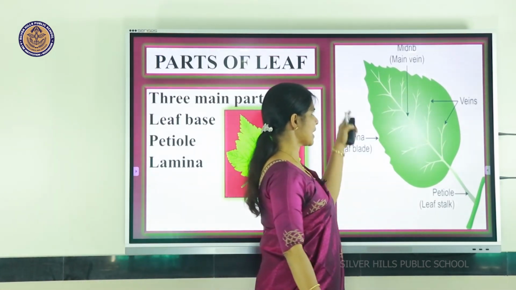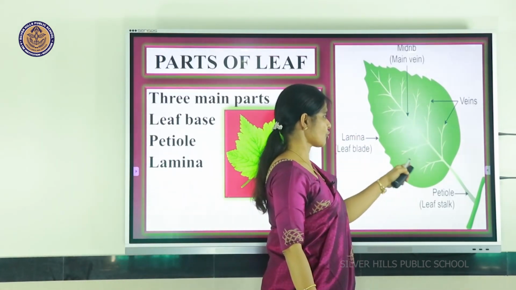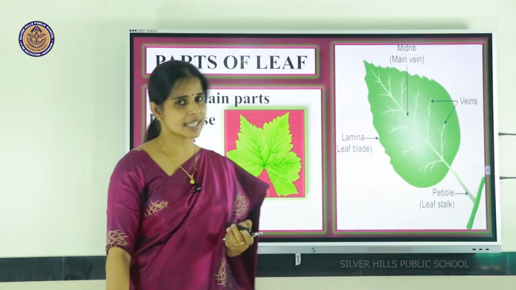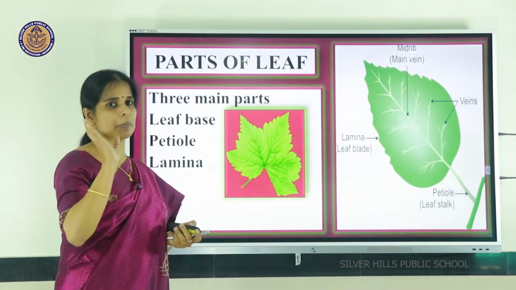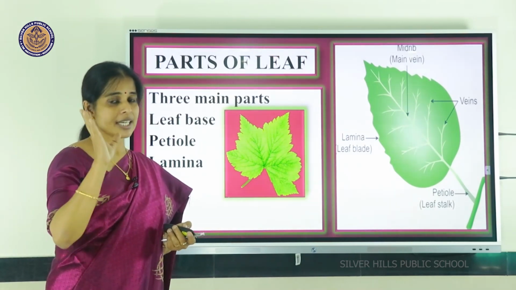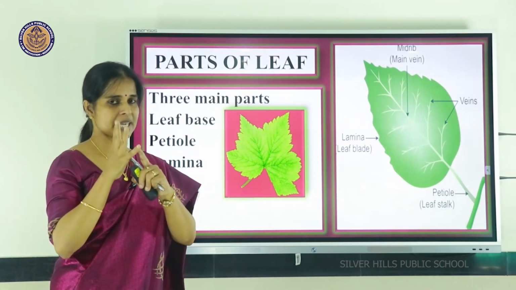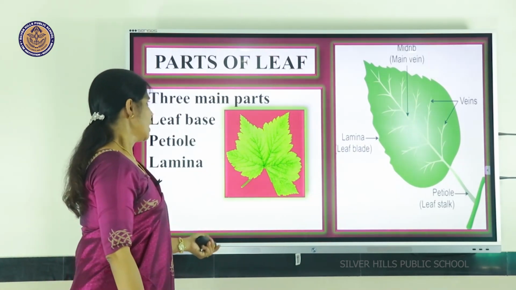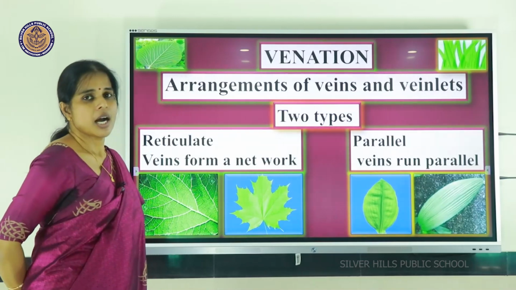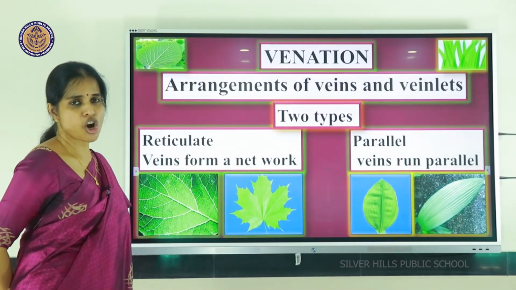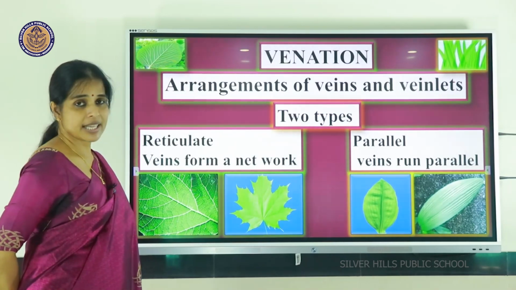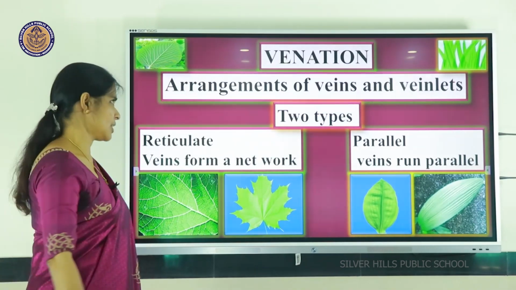Lamina is the leaf blade, which has a lot of veins on it, and the entire leaf part we call the lamina. So, when we say a leaf, it should immediately come to mind that it has three main parts: leaf base, petiole and lamina. Now, on the lamina there are a lot of veins present.